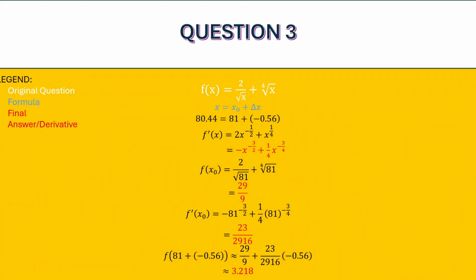And then we substitute all the findings just now into the given formula, which is f(x naught plus delta x) approximately equals f(x naught) plus f prime(x naught) times delta x. And then we just put it inside the equation, and we will get that it is approximately equal to 3.218. That is the final answer. Thank you.